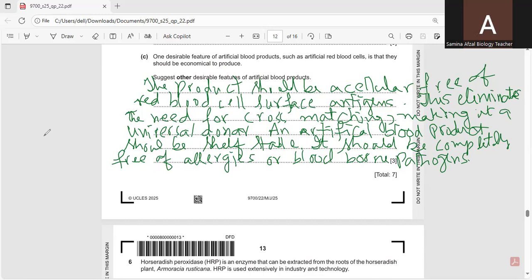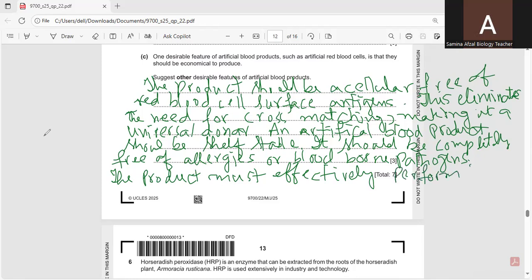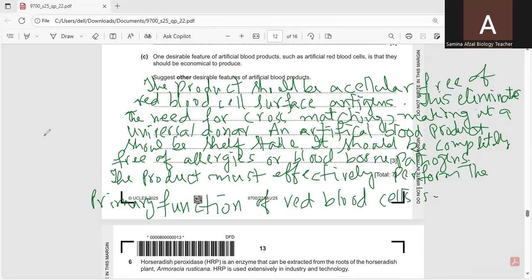And then the product must effectively perform the primary function of red blood cells, that is the transportation of oxygen.